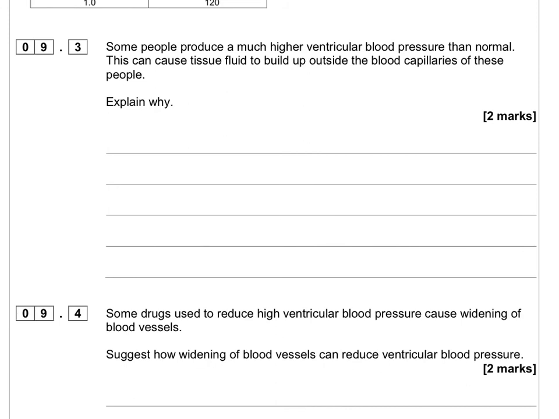Question 9.3, it says some people produce a much higher ventricular blood pressure than normal, so high blood pressure. So this causes tissue fluid to build up outside the blood capillaries, and it says explain why. So the clue is in the question. If there's a higher blood pressure, then more fluid is going to be forced out of the tissue fluid, and less will be returned due to the high pressure.